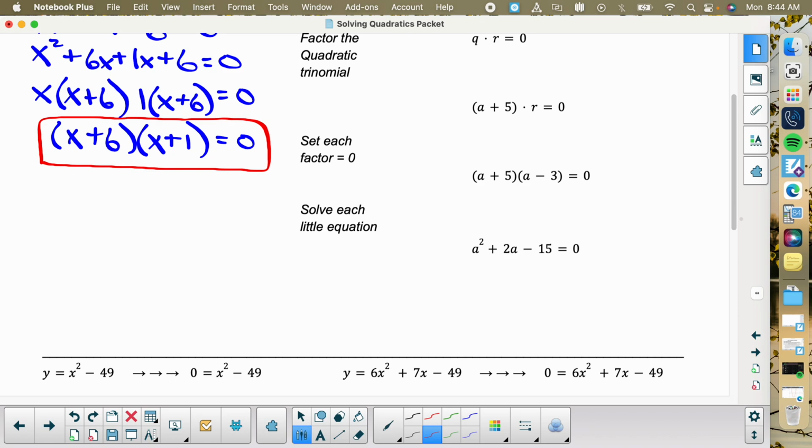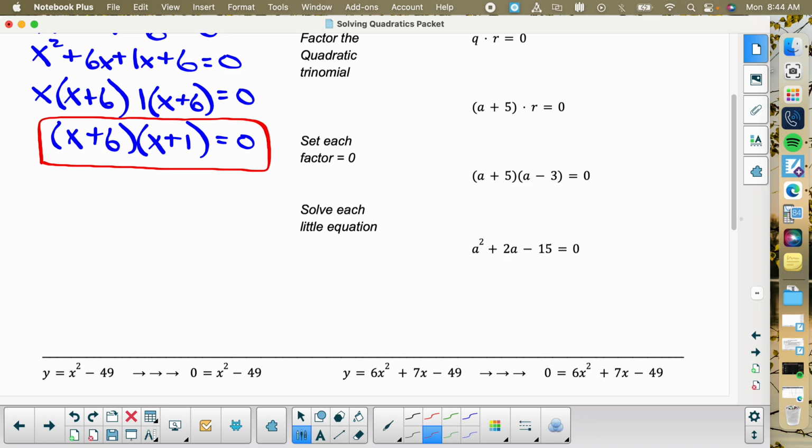Let me think how to phrase this. If I have two numbers, what's the only way that I can get an answer of 0 if I multiply these two numbers? Anybody know what I'm trying to ask? How do you get an answer of 0 if you're multiplying? There's only one way. When one of the numbers is 0.